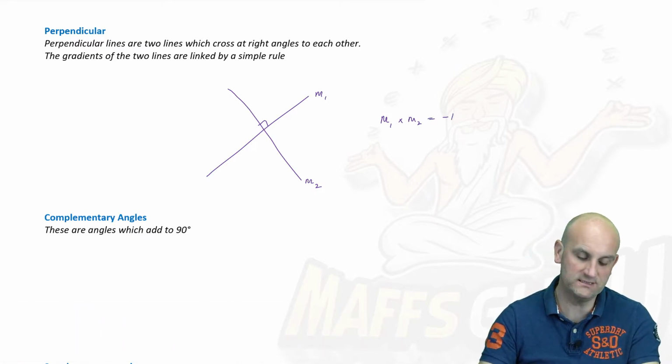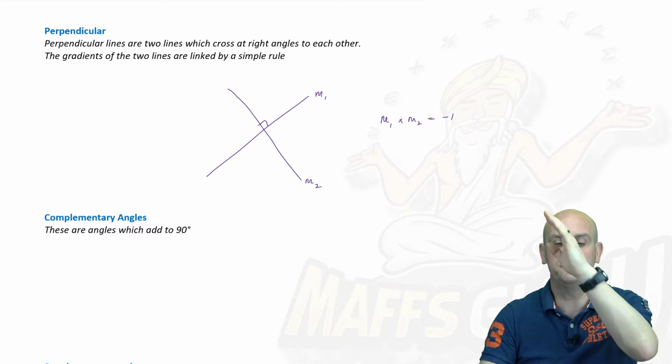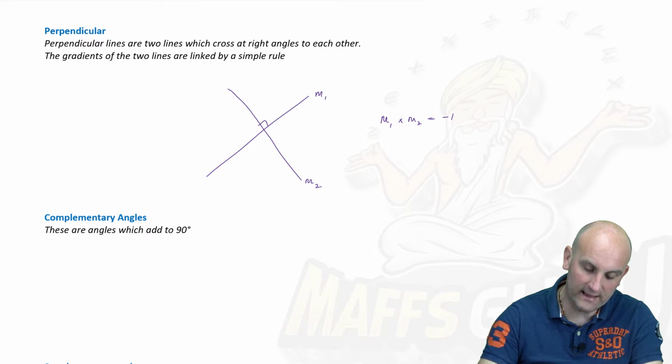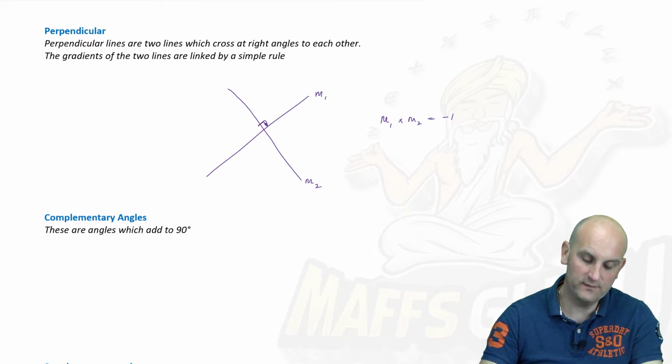But the important thing to notice here is that the gradient of one is met by the gradient of the other, but at a right angle. That has to be a right angle there for this to work.